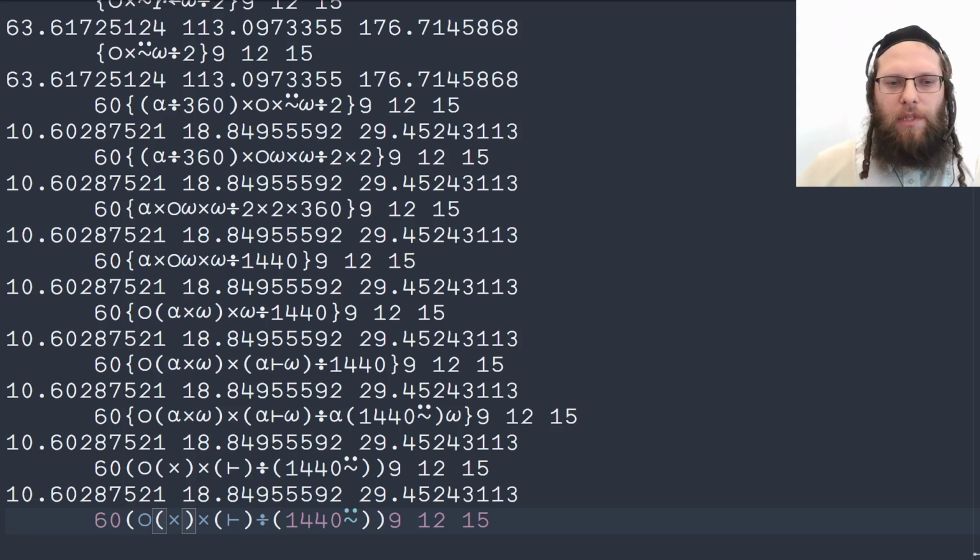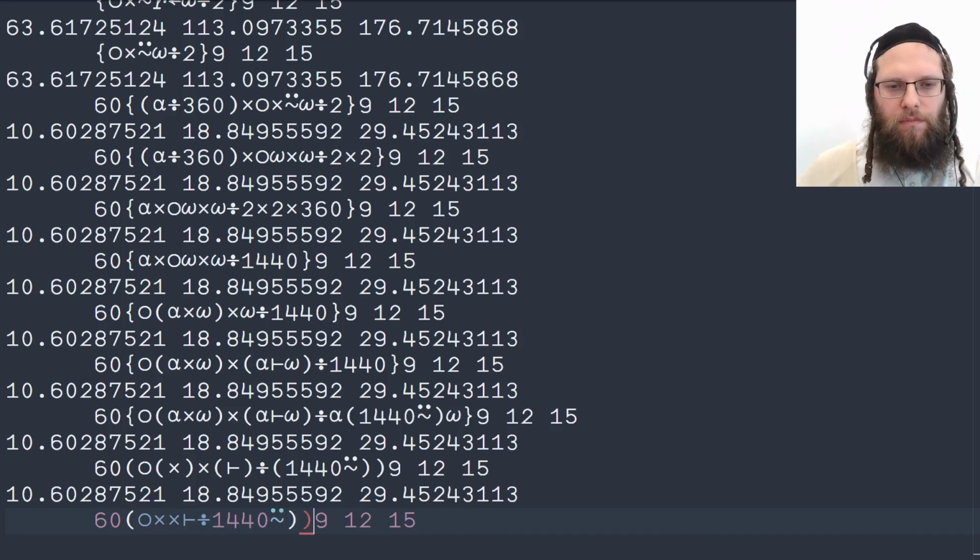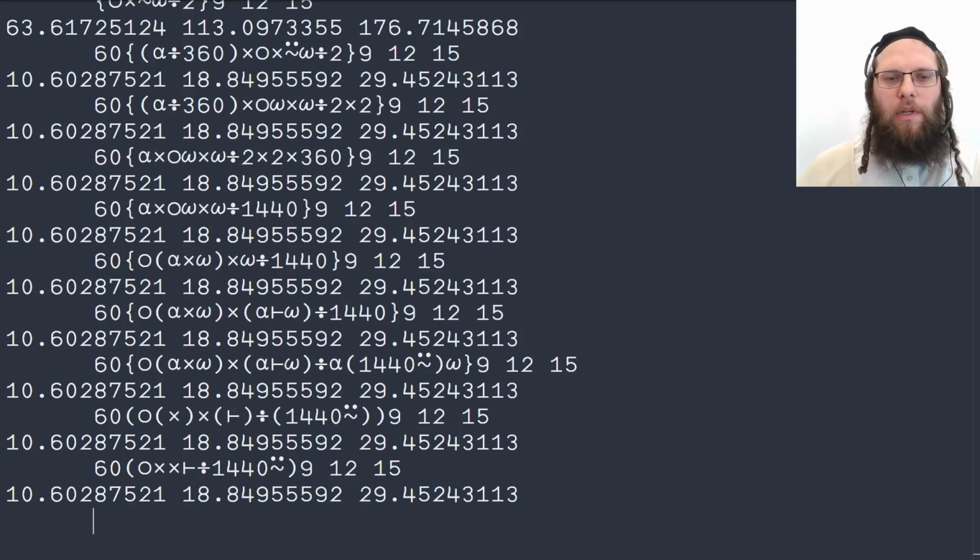The last step is then removing all the redundant parentheses. And there we go, a tacit function to compute circle sector areas.